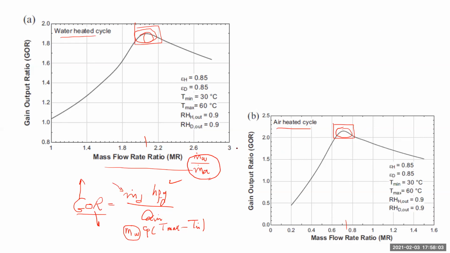These are the kind of assumptions that we have taken. Effectiveness of the humidifier and dehumidifier is taken as 0.85. Temperature of the water to the humidifier is 30. Temperature of leaving the heater is 60. And then the relative humidity, which is leaving the humidifier or dehumidifier, we said earlier that it's equal to 1. As a matter of fact, you can say that it's somewhere between 90 to 100%. So you can take it anywhere between 90 or 0.9 and 1.